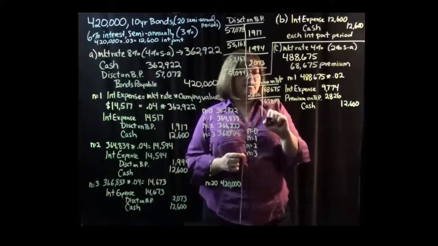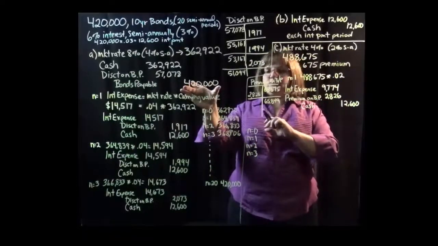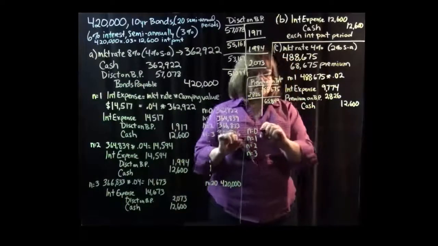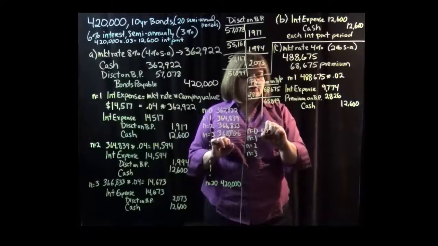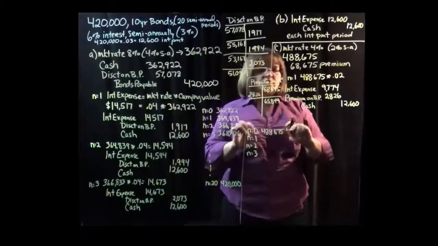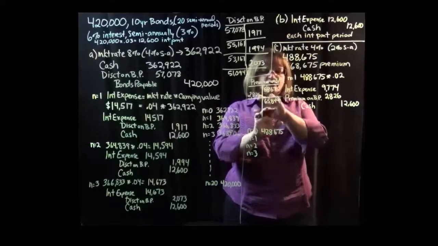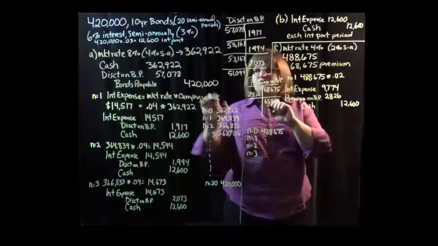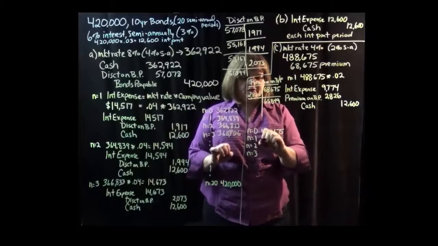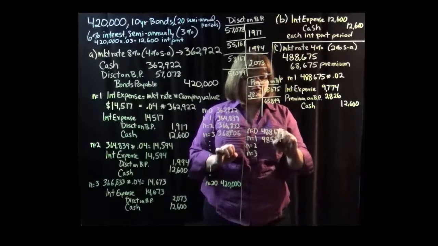Once that entry is posted, then we would have a balance in the premium account of $65,849. The face value of the bond, this $420,000, plus the premium equals the carrying value. So we started out with a carrying value equal to the issue price, $488,675. After that first interest payment is made, we then have amortized part of that premium, and so $420,000 plus the $65,849 gives us our revised carrying value as $485,849.